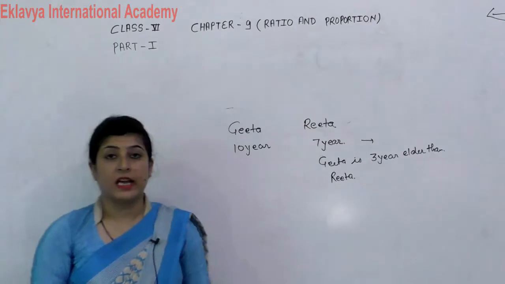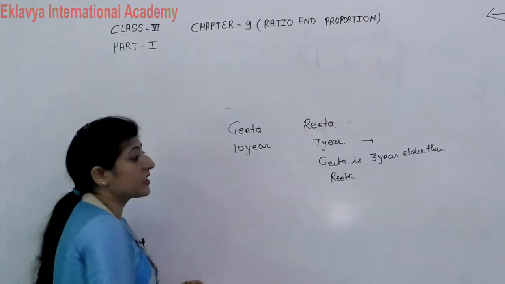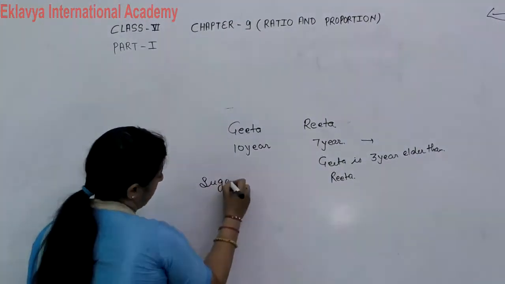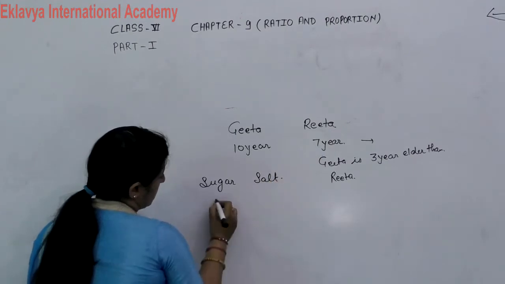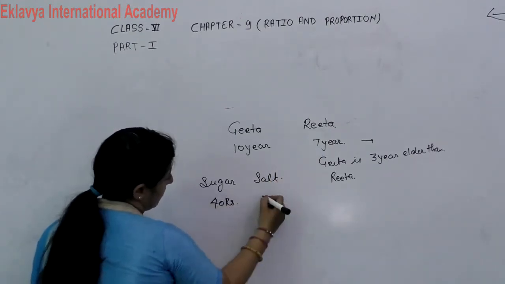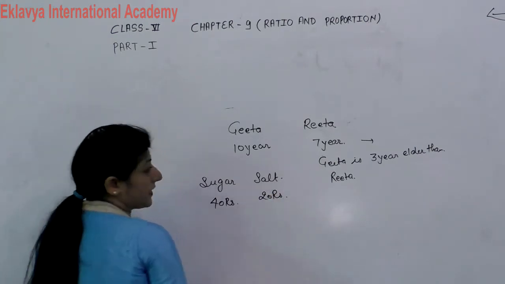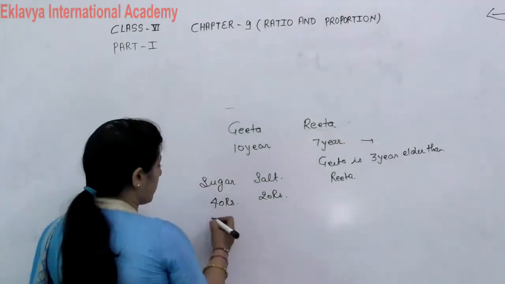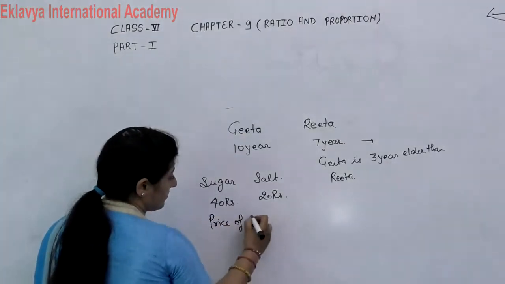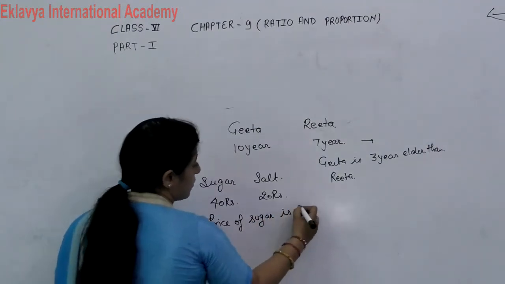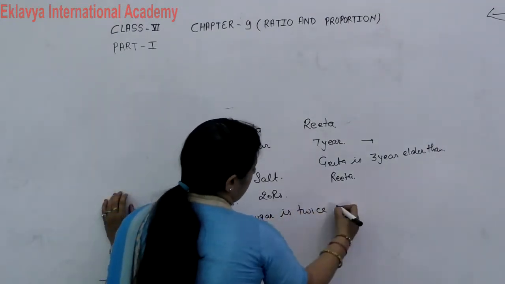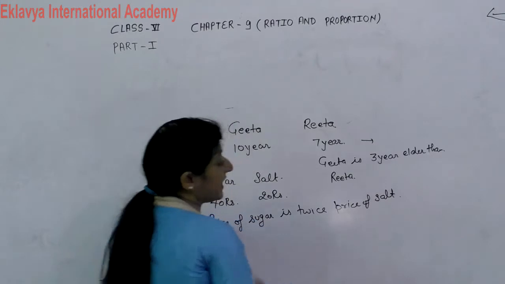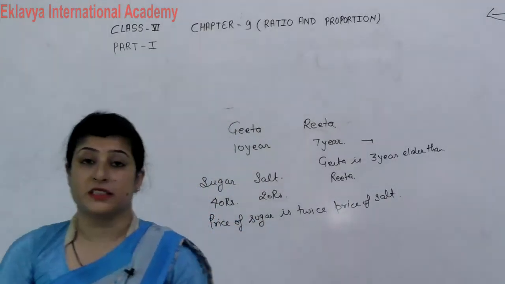Yes or no? Any other comparison? Suppose you purchase sugar and salt. Sugar rate is 40 rupees and salt rate is 20 rupees per kg. So we can say that the price of sugar is twice the price of salt. So in daily life we are comparing some things.